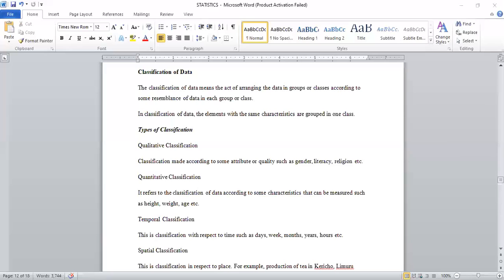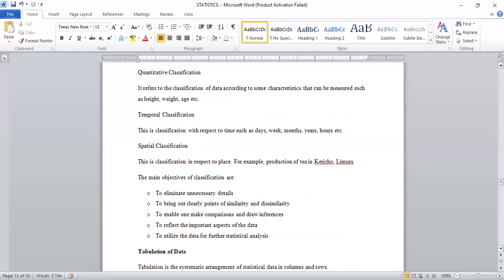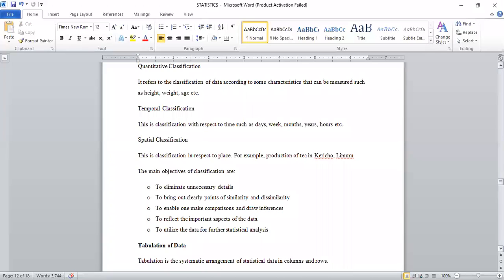Then we have the spatial. That is the classification according to place. In this case, it depends on where a certain product is produced. For example, we have specific areas where you can only find tea, for example in Kericho, Limuru, that is in Kiambu, and so on. Even in Kirinyaga County, you can as well find tea. So you can see production of tea in Kirinyaga. You can see production of coffee in Muranga, and so on. So that is the classification of data.